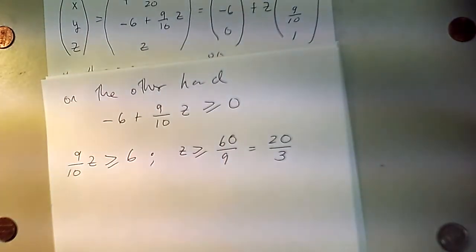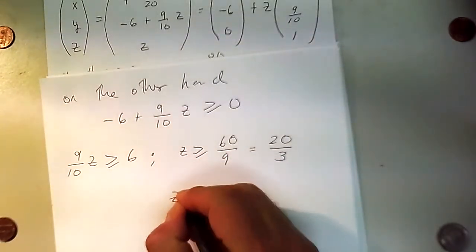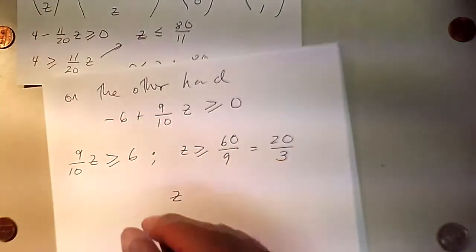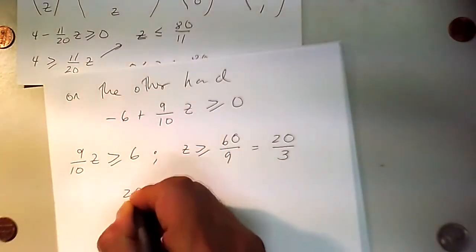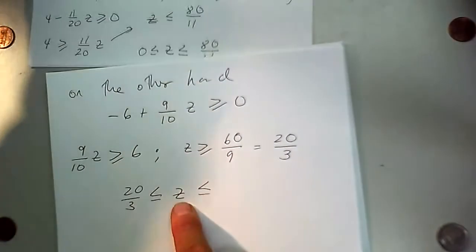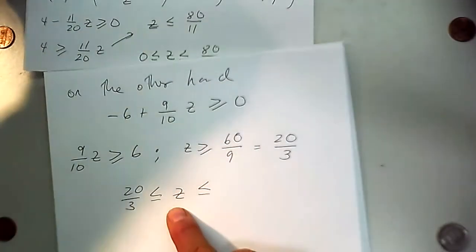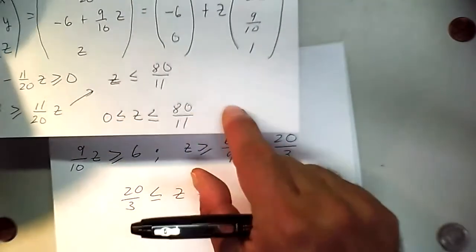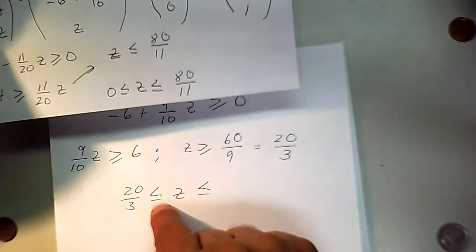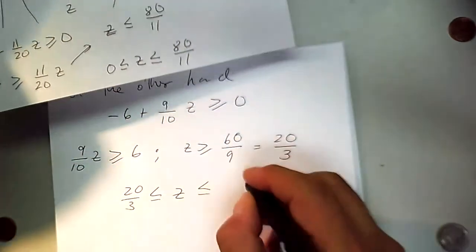So that means that z has to be bigger than a number, not only bigger than 0, but it has to be bigger than this guy, 20 over 3, but it has to be also smaller. When I say smaller, I mean smaller than or equal, or bigger, I mean bigger than or equal. I'm just being a little lazy on the tongue, but I'm actually writing down the equal. So we have to be less than 80 over 11.